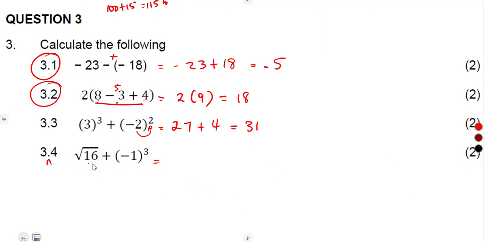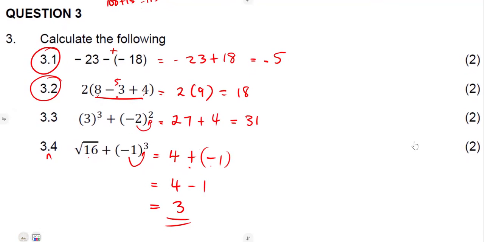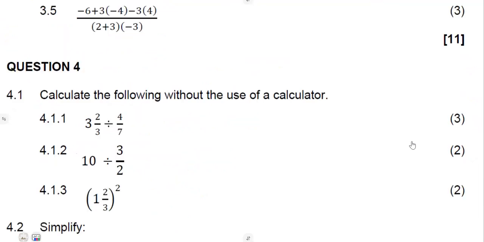3.4. The square root of 16, that is 4, plus negative 1 to the exponent of 3. This is an odd number, so it's going to remain as a negative 1. So we have got a plus and a minus. That is going to give us a minus. 4 minus 1, that is 3. So we already have our answer on this one. Just like that. Let us see.